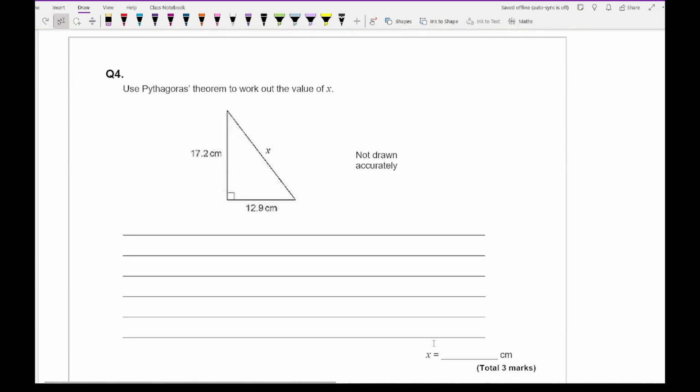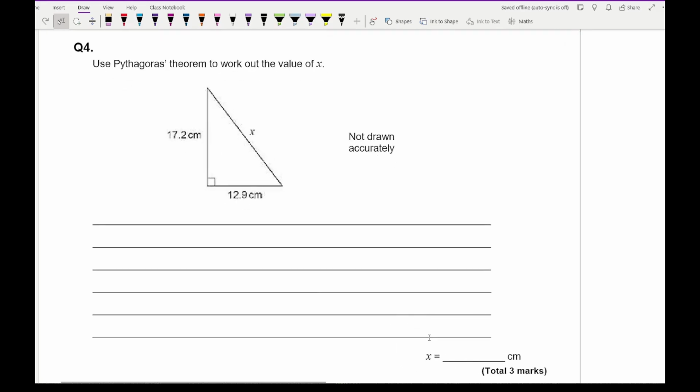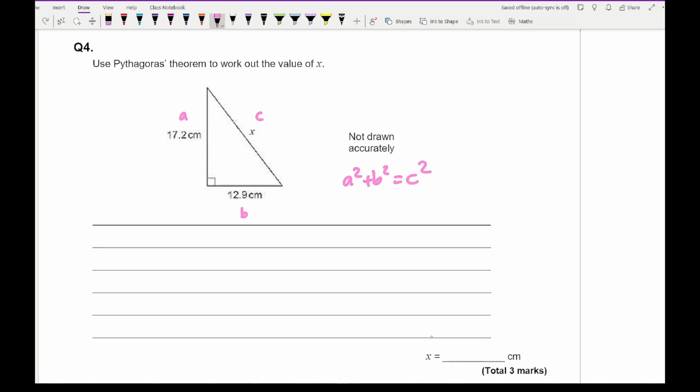Moving on to question 4, it says use Pythagoras to work out the value of x. Now this is pretty much a straightforward Pythagoras calculator question. So again, what we do is label the sides, where C is the side that's opposite the right angle, and then we just use Pythagoras' theorem of a squared plus b squared equals c squared. So here we've got 17.2 squared plus 12.9 squared equals x squared.